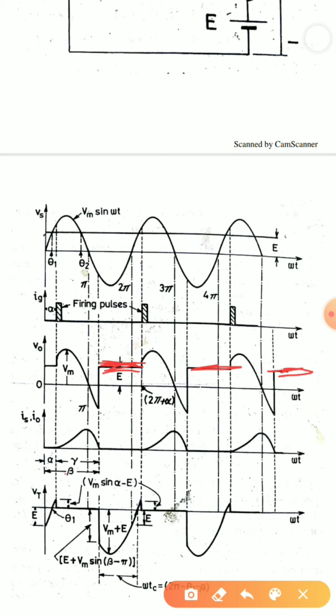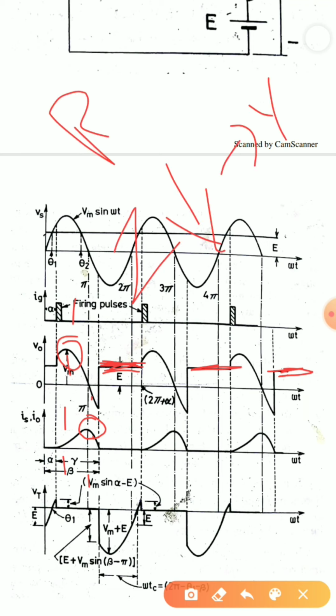Now looking at the maximum, we can clearly understand that the output voltage maximum and the output current maximum are not at the same angle. Here the current is lagging the voltage, because an RL component is there in my load.